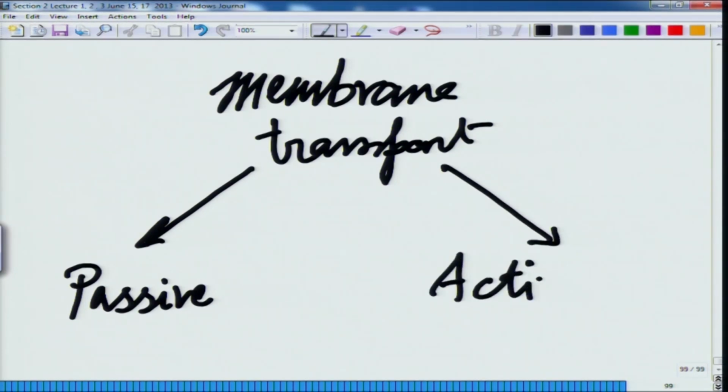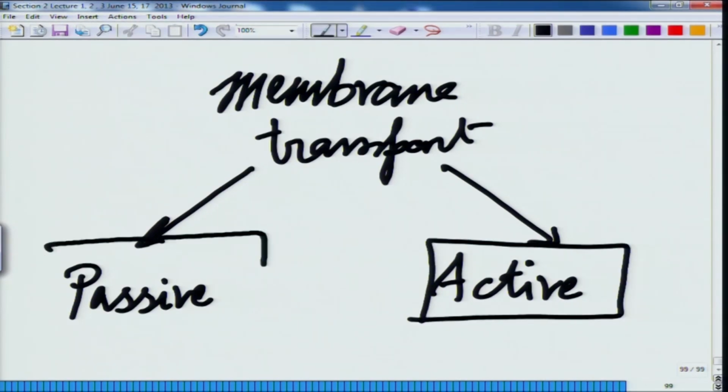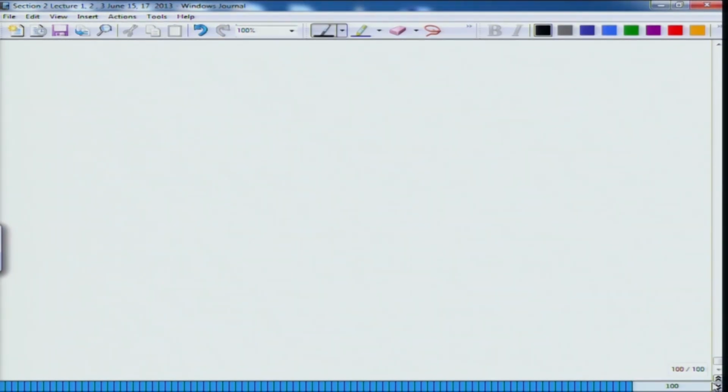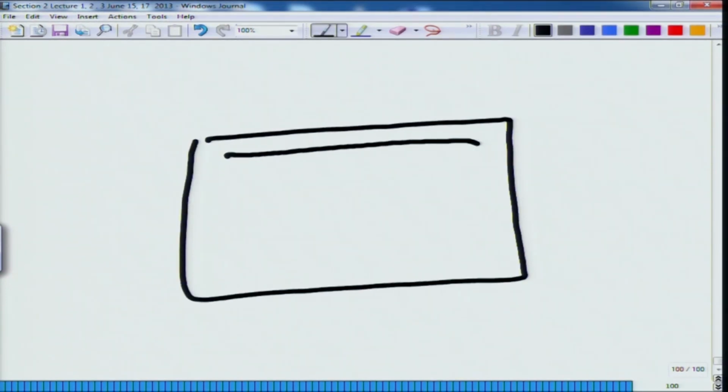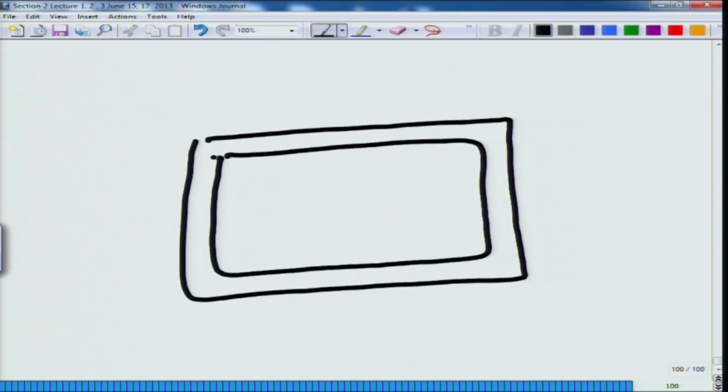These are the two broad, and on a very broad heading you can classify them. And based on that, if I had to diagrammatically show you, and if I consider this as a cell, say for example, this box structure is a cell with bilipid layer.